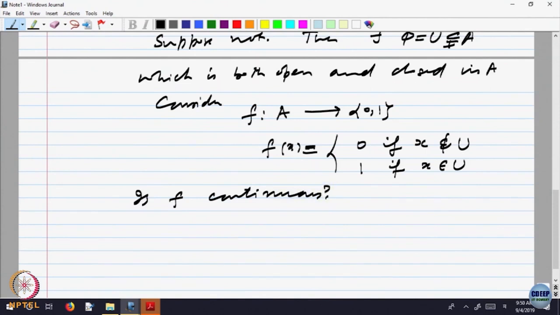You want to know, is this function continuous? To check continuity, what do we have to check? Let us check that the inverse image of every closed set is closed. So, what are the closed subsets in the range? Either the empty set, or the singleton 0, or the singleton 1. What is the inverse image of the empty set? The empty set itself, right? There is nothing which is going into anything. So, that is closed.